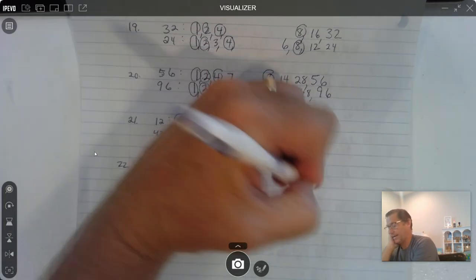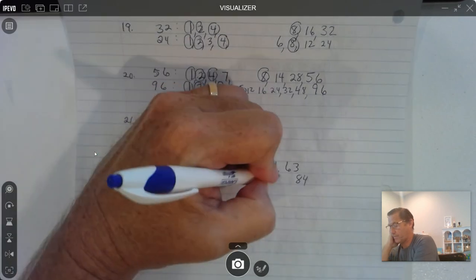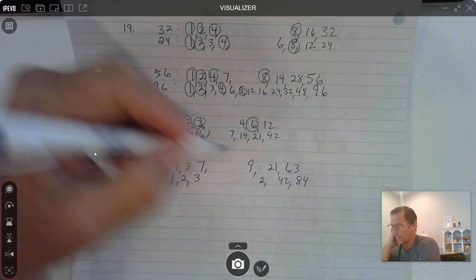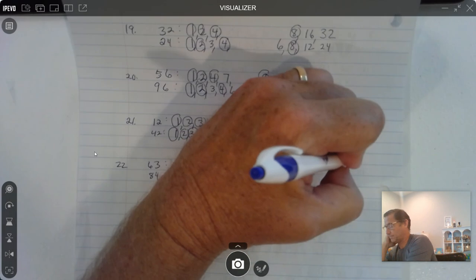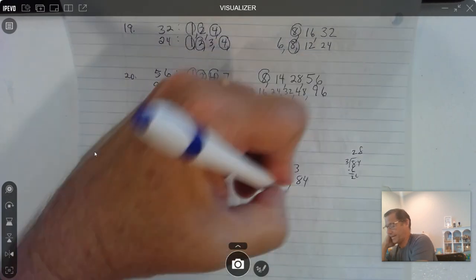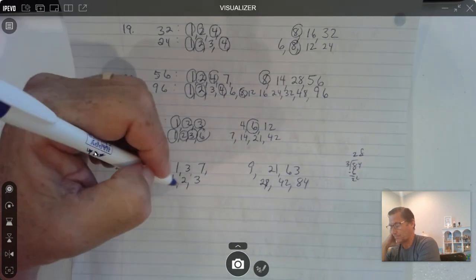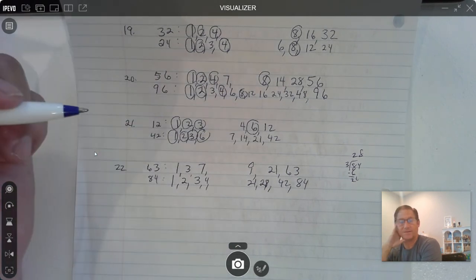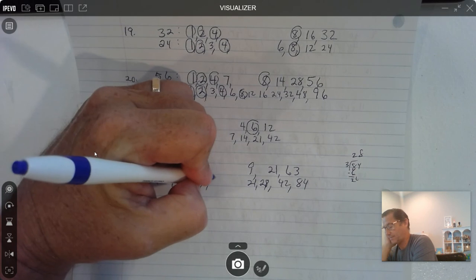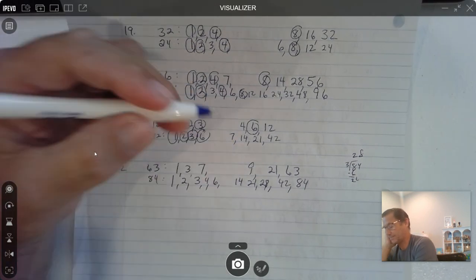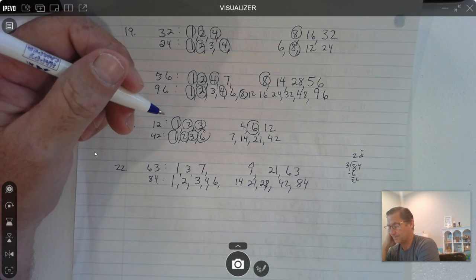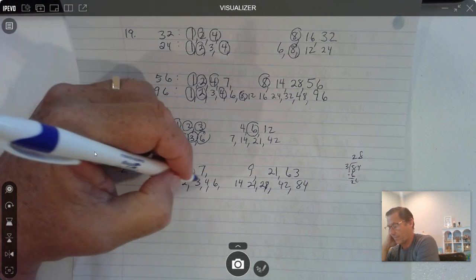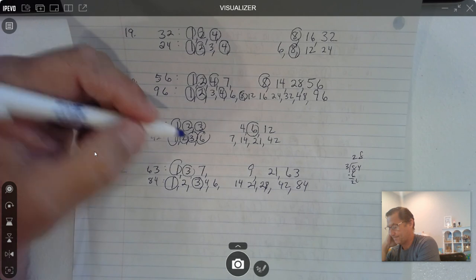1 and 84. 2 and 42. 3 and 28. 4 and 21. 5 is not a factor. 6 is a factor. 6 and 14. 7 is not. 8 is not. And 9 is not. All right, so 1, 3, 21.